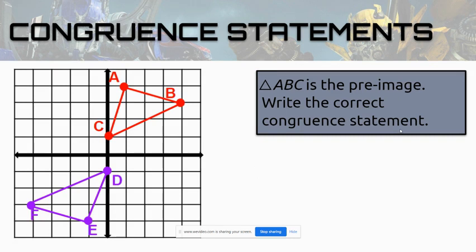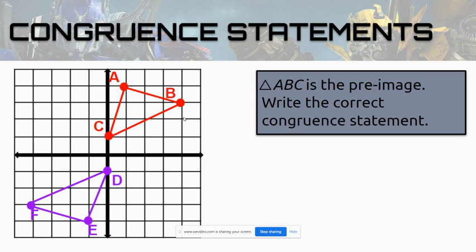Now, this one, I have to figure out what happened first before I write a congruency statement. So it says ABC is the pre-image, and we're going to write the correct congruent statement. Well, what happened? Did I just drag this image down here? No, it's not quite facing the same way, so it's not a translation. Is this a mirror image of each other? Well, not over the X or the Y axis, so it's not a reflection. Therefore, it has to be a rotation.